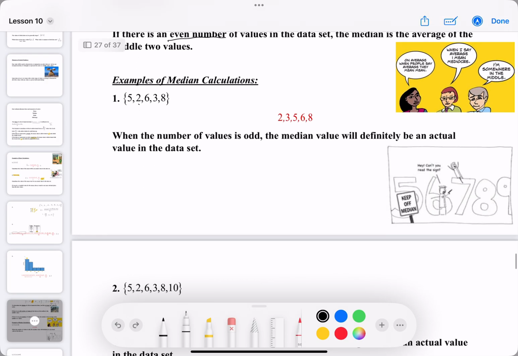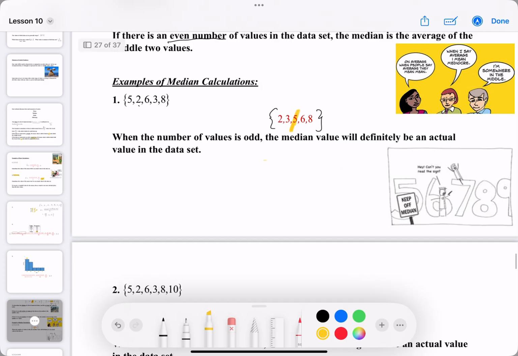For example, we have 5, 2, 6, 3, 8. This is not in ascending order. Let's rearrange them. We are having 2, 3, 5, 6, 8. Is the number of values odd? Yes, we have 5 numbers. In the middle, obviously, our median is 5. So we will say our median is 5. Why am I highlighting 5? I said 3, but it is 5. That's the middle number.